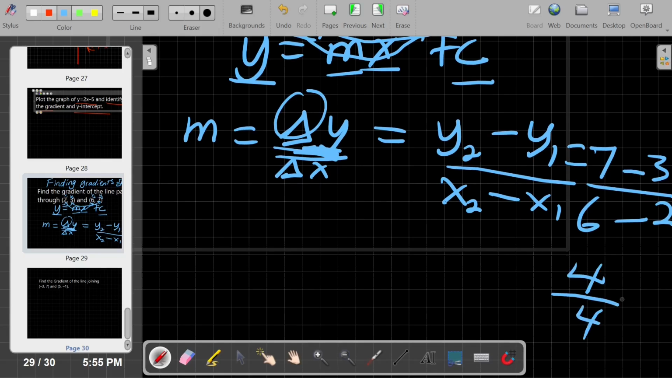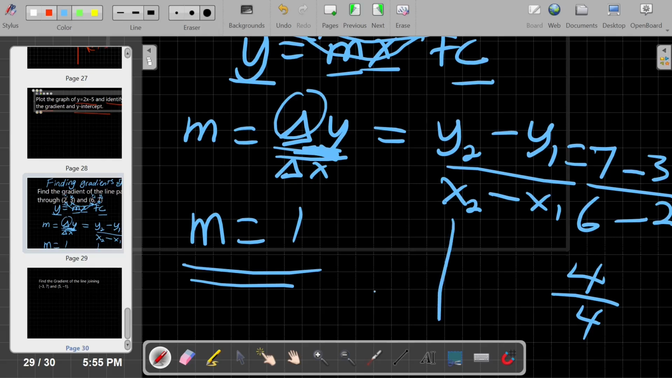In other words, the gradient of that line that is passing through those 2 points should be equal to 1. And I'm sure you can see how this will look. If I have my y-axis and my x-axis, this should have a gradient of 1, which can be anywhere somewhere here. But it will be a positive gradient. That's the point that I'm trying to explain. Let's do one last one.